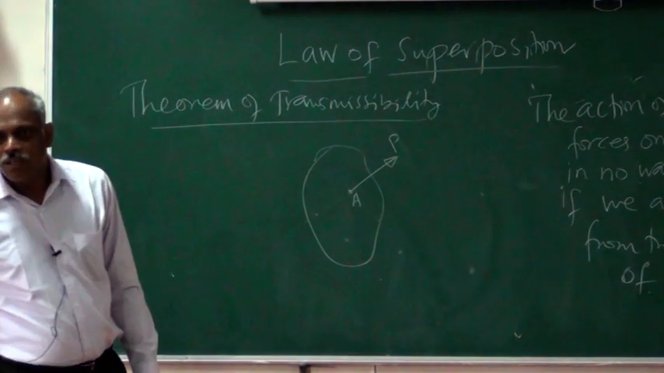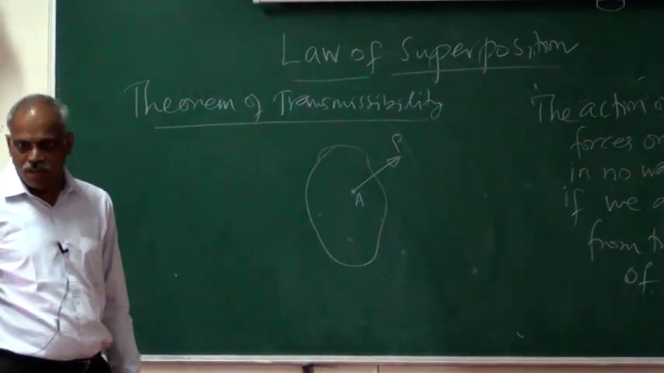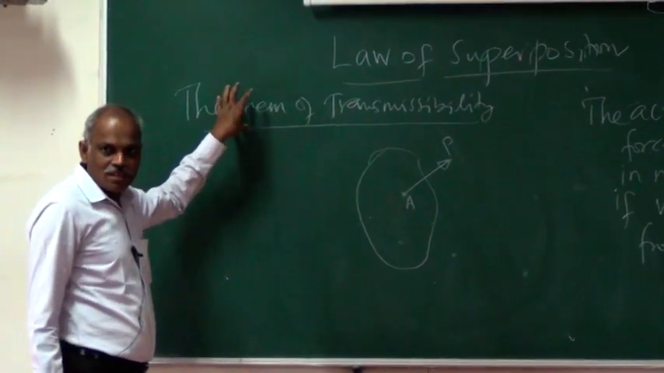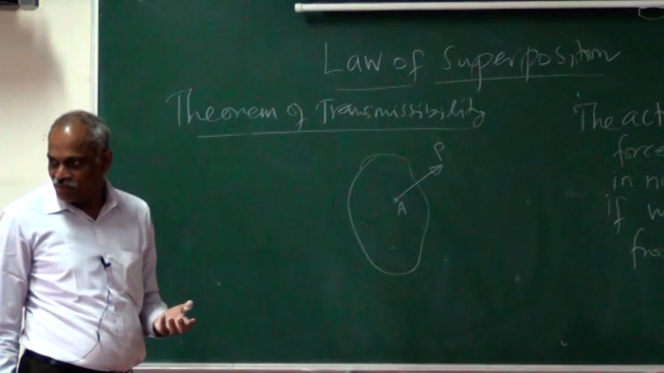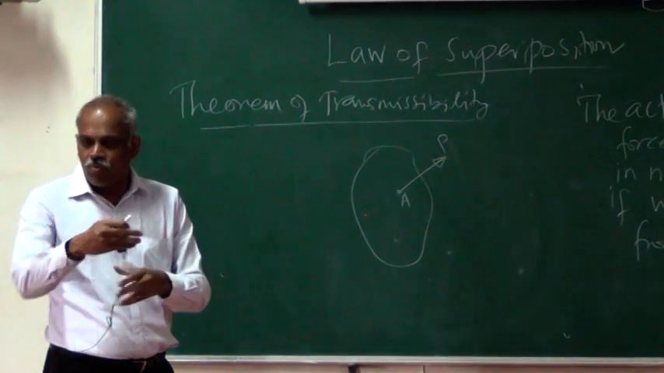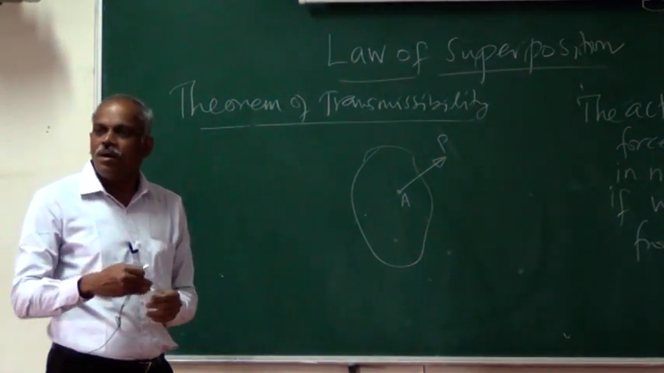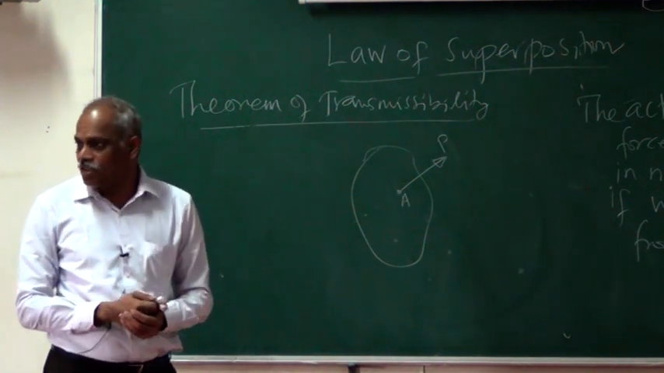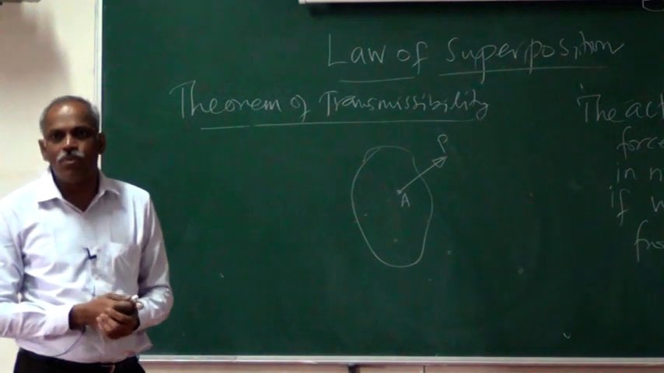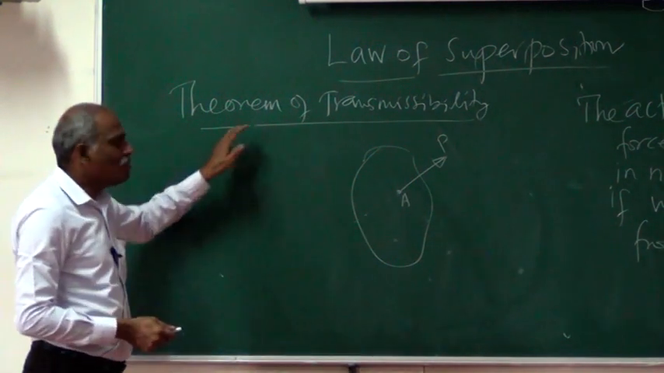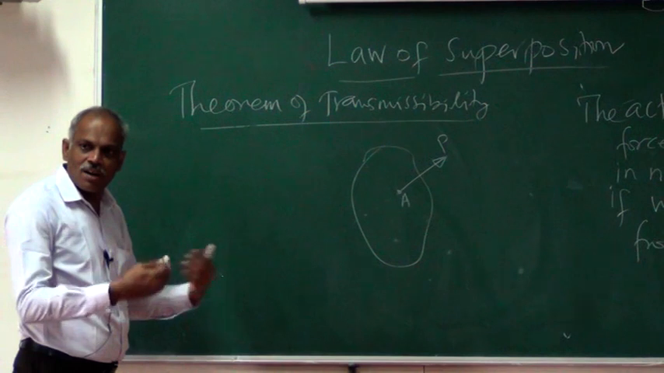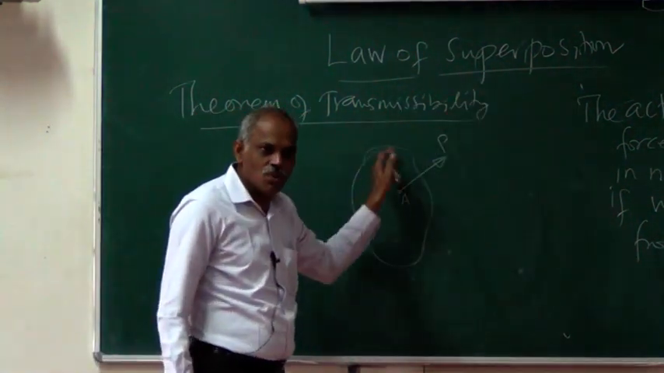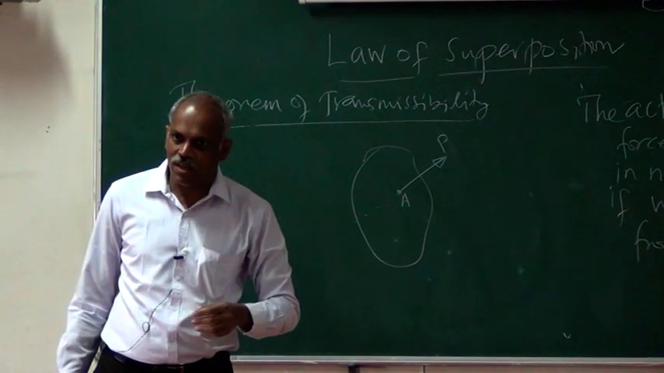So it is called transmissibility, or the theorem of transmissibility. As the name says, a theorem can be proved. A law cannot be proved by some other basic, fundamental things; it can be experimentally proved, but a theorem can be proved by some other law or some other further things. So I am going to use the law of superposition to prove the theorem of transmissibility.